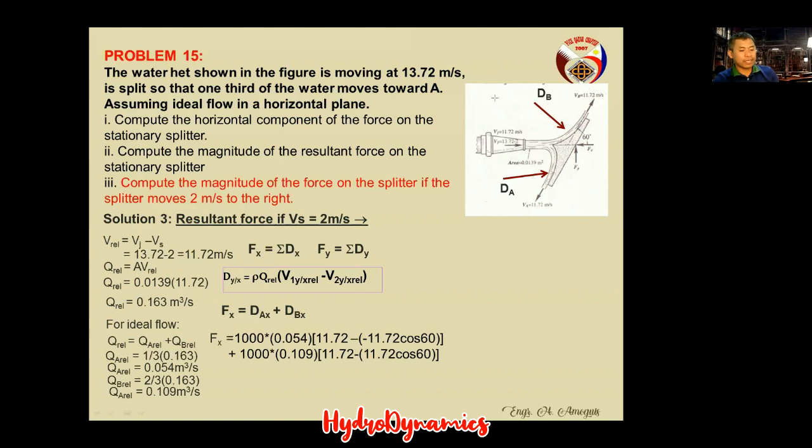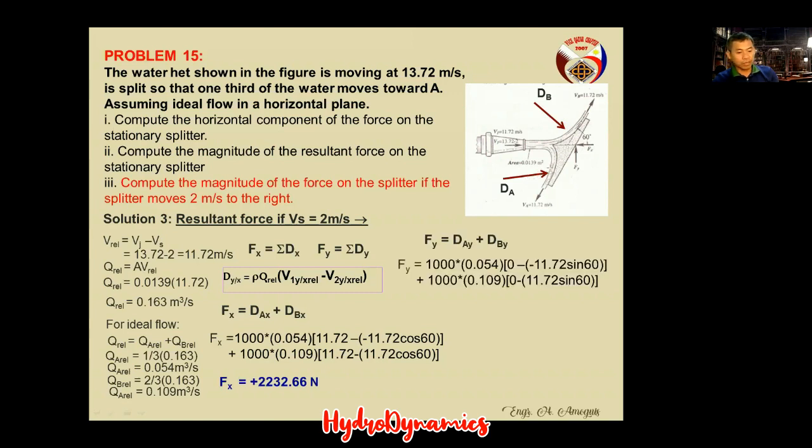Instead, kanina hindi ito 0.54, ibang value nito. So, nababago ng kunti. Iba yung fx, pati yung fy ganun din. So 11.72 at saka ayan. Ganun lang. Ayun yung changes, kunting change, na napapalitan lang yung q at saka yung relative velocity.